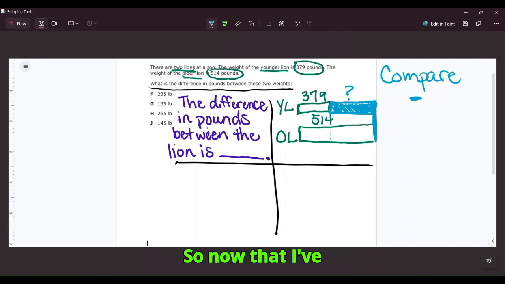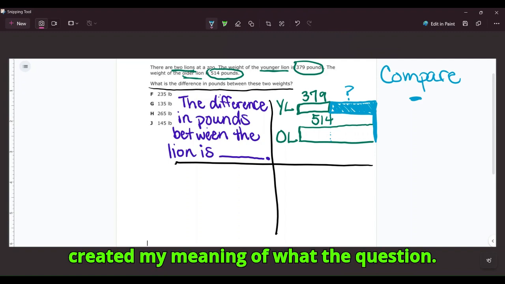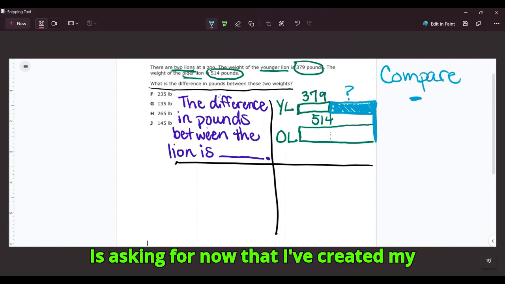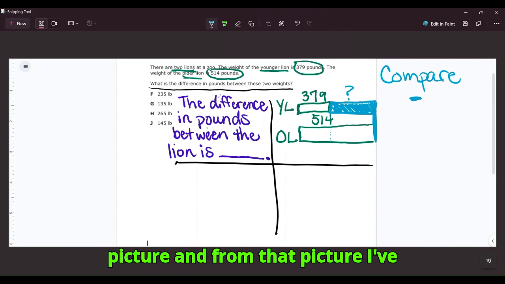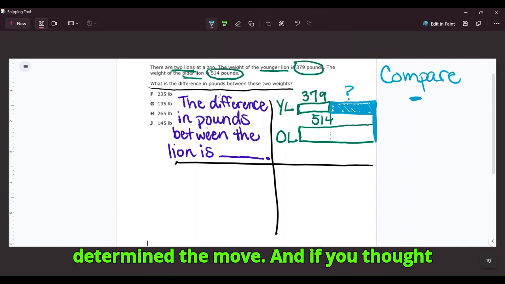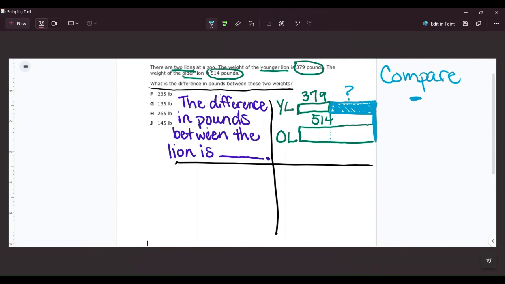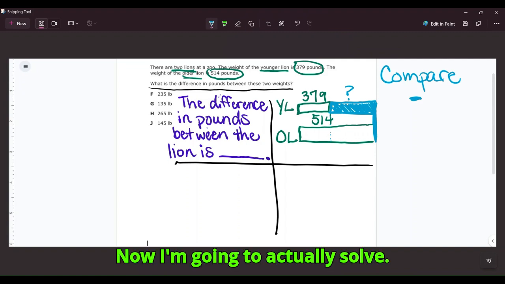So now that I've created my meaning of what the question is asking for, now that I've created my picture, and from that picture, I've determined the move. And if you thought it was subtraction, you're correct. Now I'm going to actually solve.